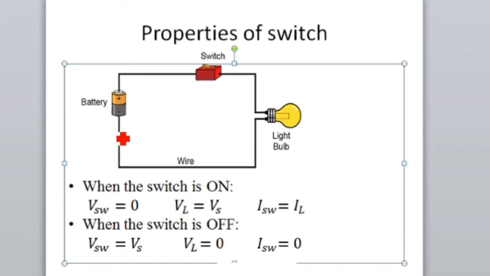Here, I have a battery. Let us consider Vs is the battery voltage. And let us consider VL is the load voltage, or voltage across the bulb. And let us consider the switch voltage as VSW.